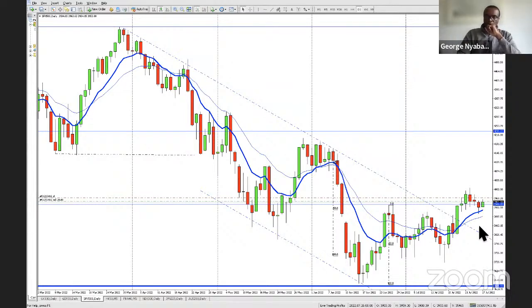Now, if you're trading on the daily, you don't want to buy this even though it's a low candle.